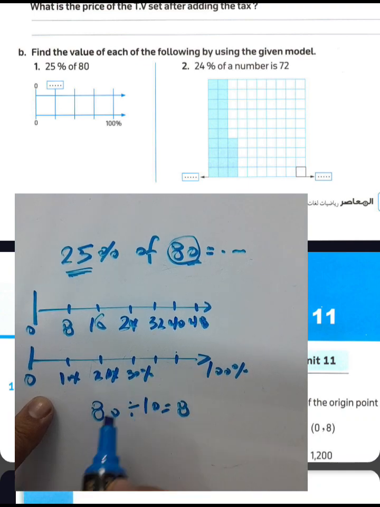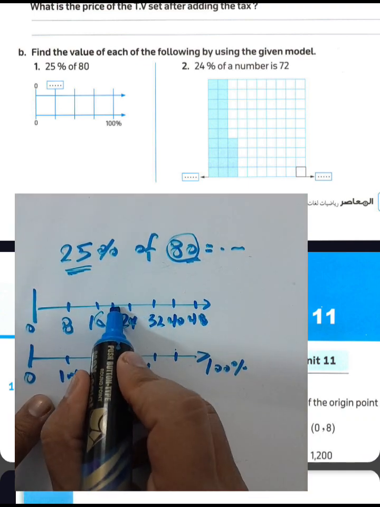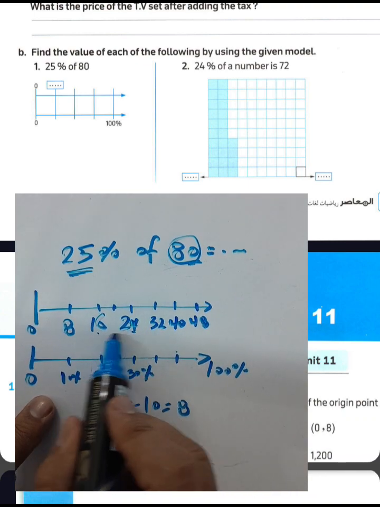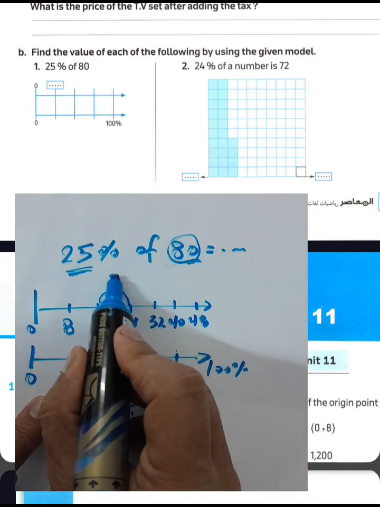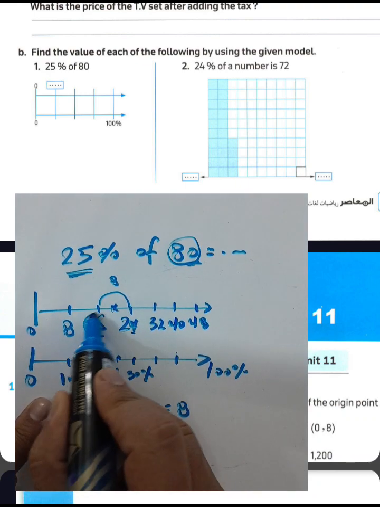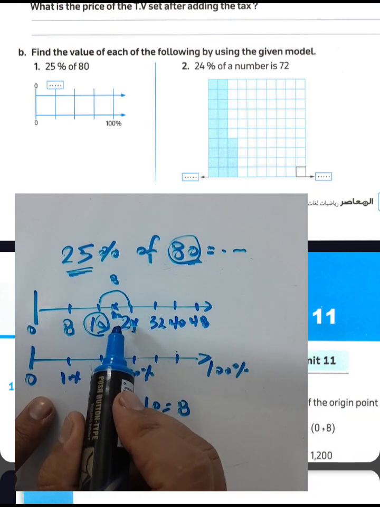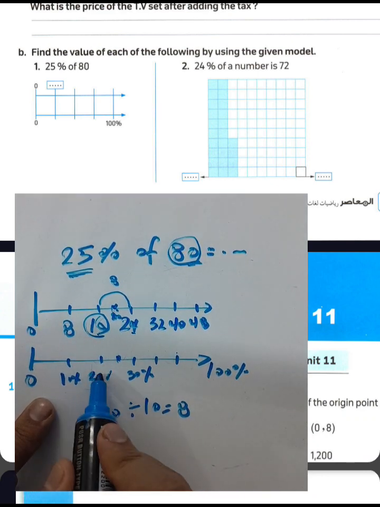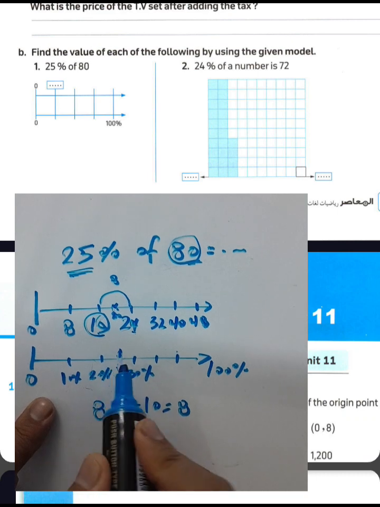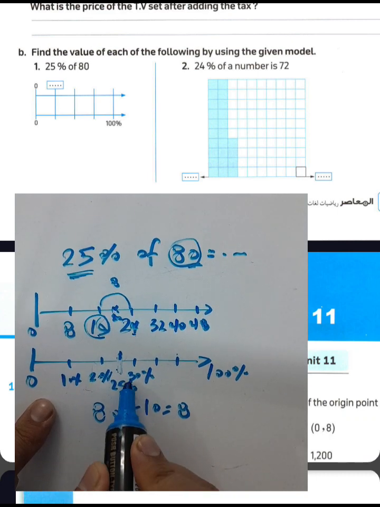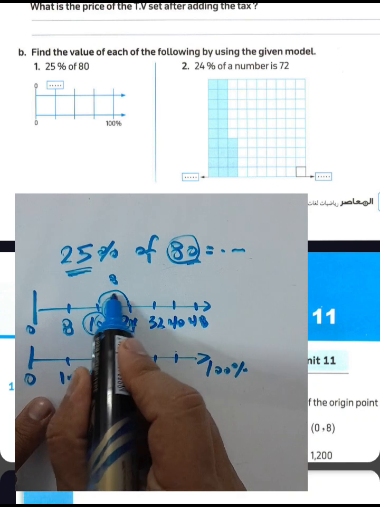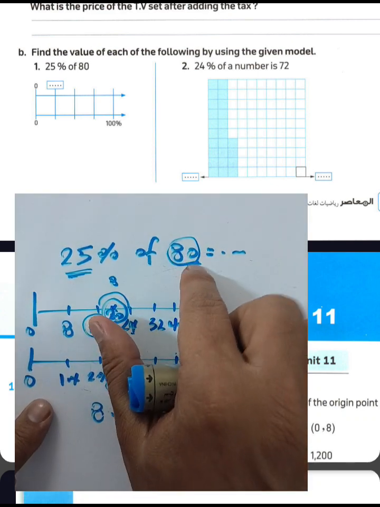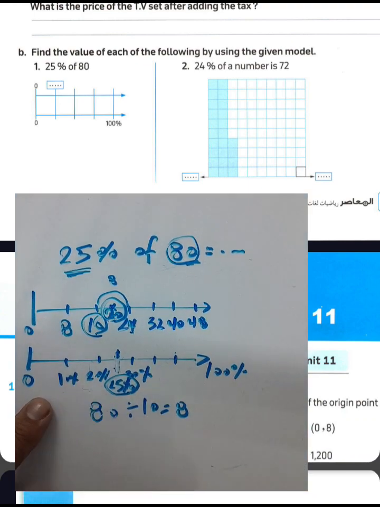And beginning 10%, 20%, 30%, and so on. 25 here, the number lies in the middle between 16 and 24. We add here 8. In the middle, we must add 4. 16 plus 4 equals 20. So this number is 20. We have 20% here, and this will be 25%. 25% of 80 will be what? 20. Then the result here will be 20.